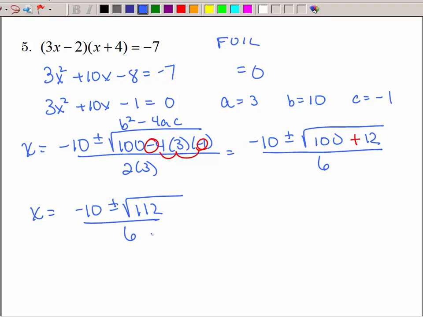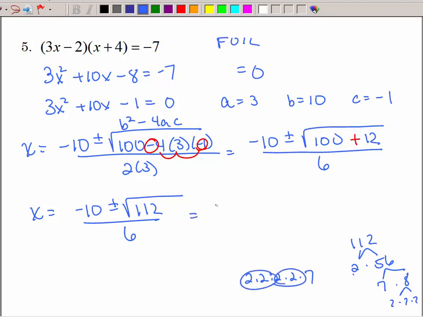Again, you cannot reduce that 10 and 6 yet. You have to simplify that square root. 112. Let's see, I know it's 2 times 56. And 56, isn't that 7 times 8? And 8 is 2 times 2 times 2. So what have I got? I got 2, 2, 2, 2, and a 7. 1, 2, 3, yes. So I can take out a 4.